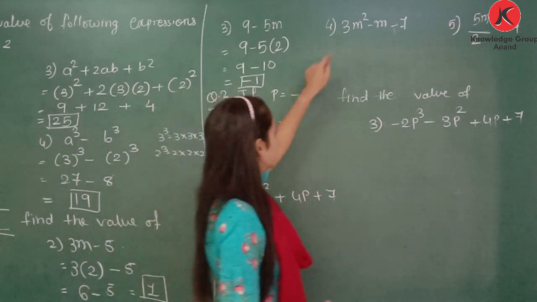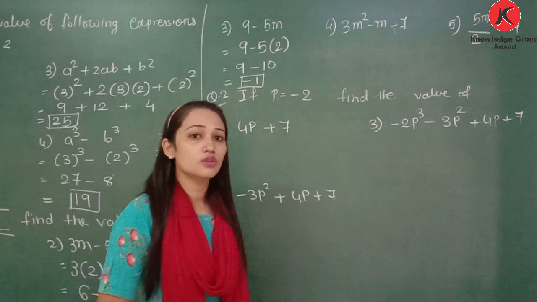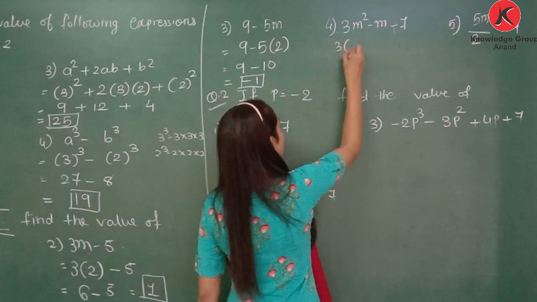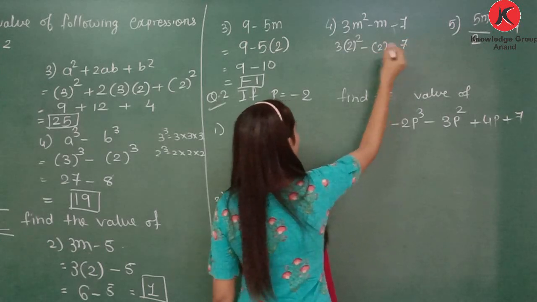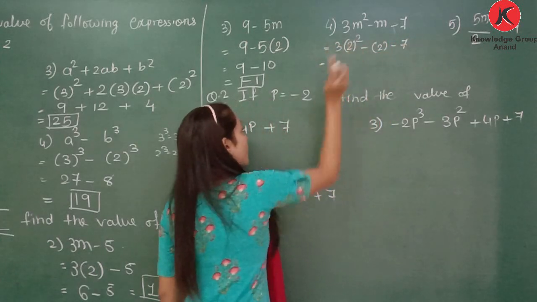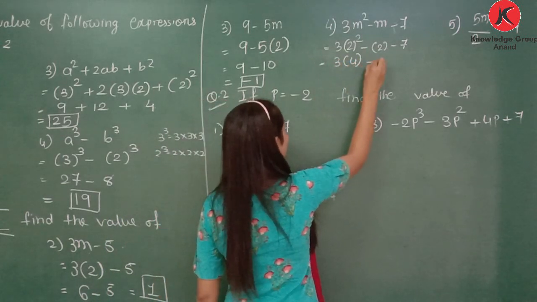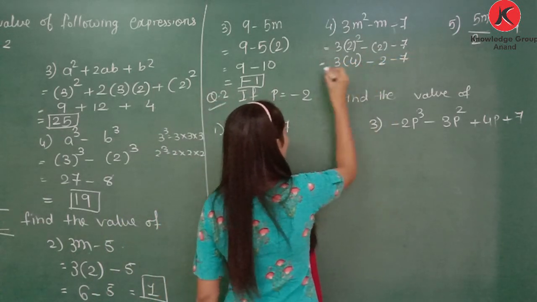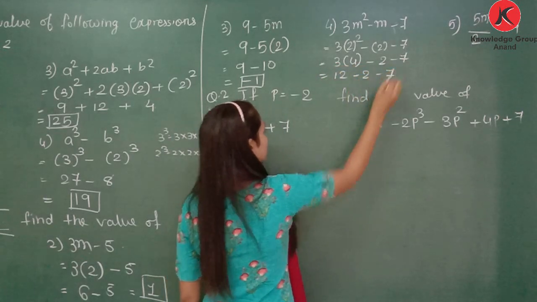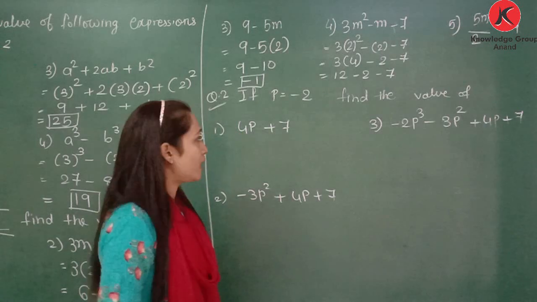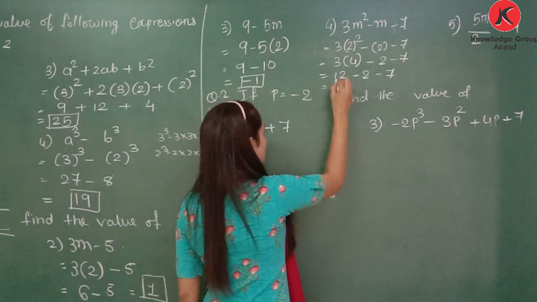Now next example, 3m square minus m minus 7. So again value of m is 2. So here 3, 2 square, minus 2 minus 7. 2 square, that is 4. So here 3 inside the bracket 4, minus 2 minus 7. 3 4s are 12, minus 2 minus 7. Now 12 minus 2 is 10, 10 minus 7 is 3. So the answer is 3.